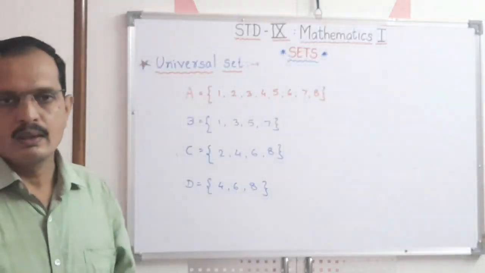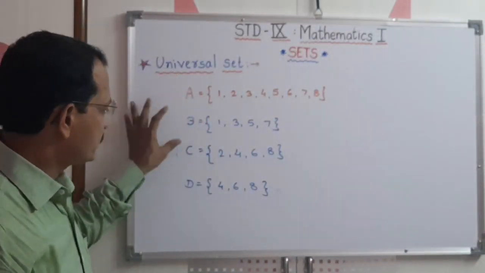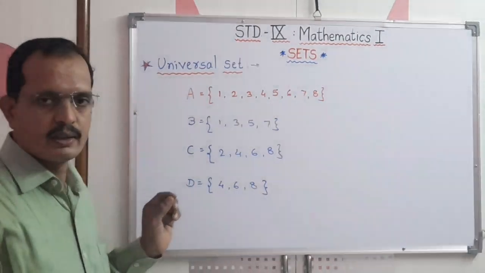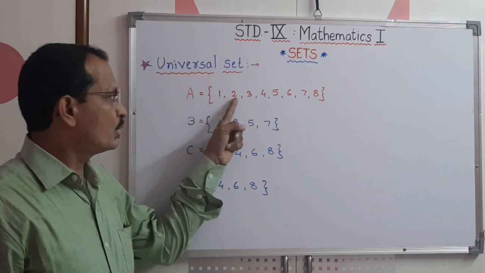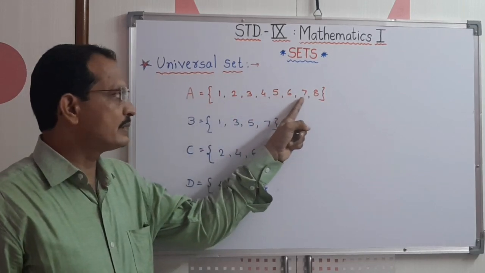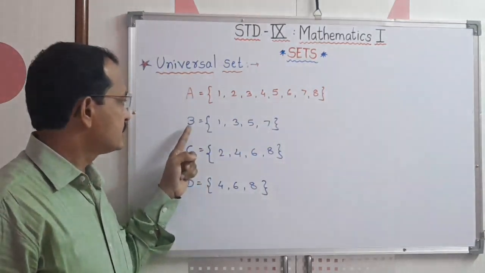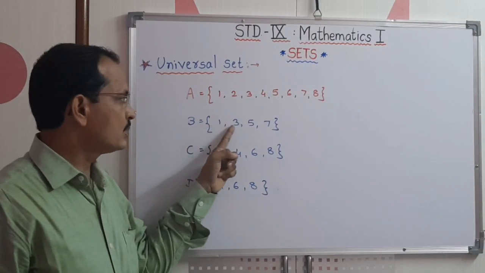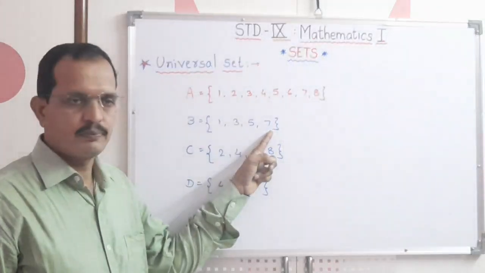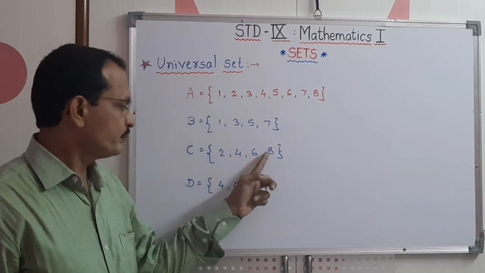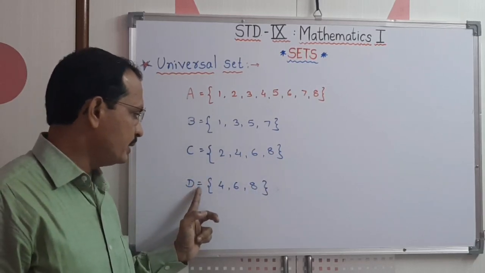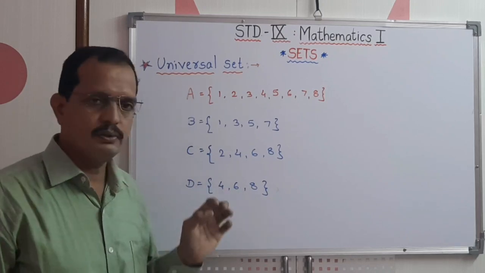Now observe all these four given sets. Set A elements are 1, 2, 3, 4, 5, 6, 7, 8. Set B contains 1, 3, 5, 7. Set C has 2, 4, 6, 8. And the elements of set D are 4, 6 and 8.